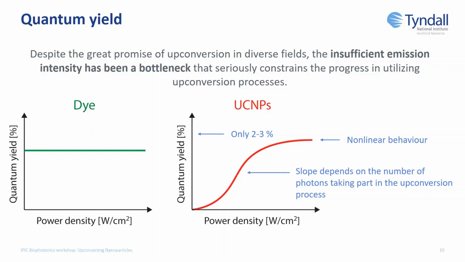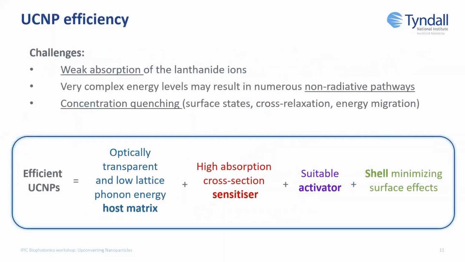The slope of the emission intensity would be related to the number of photons that take part in the upconversion process. So in the case of the thulium, where we had two photons absorbed by the ytterbium, as we saw on the previous slide, the slope would start at 2, and then it would slowly decrease towards 1 when the system is slowly reaching saturation. So what's the reason for this low efficiency of upconverting nanoparticles?